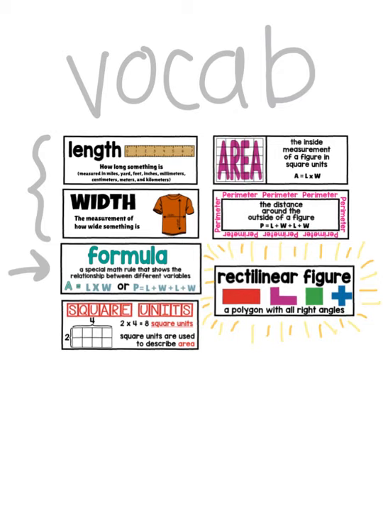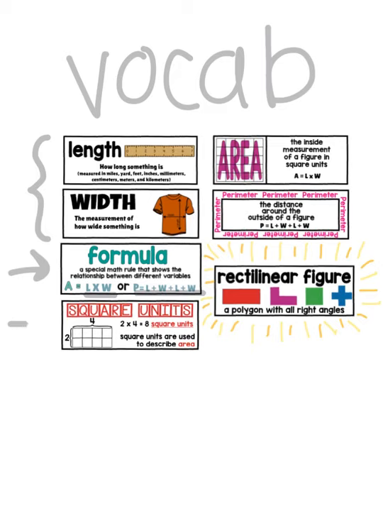Next up, we've got formula. So a formula is a special math rule that shows the relationship between different variables. So two very important formulas that we use when we're learning about area and perimeter are right here. So we've got area equals length times width, and then we also have perimeter equals length plus width plus length plus width. So these are the two formulas that we've been using this week.